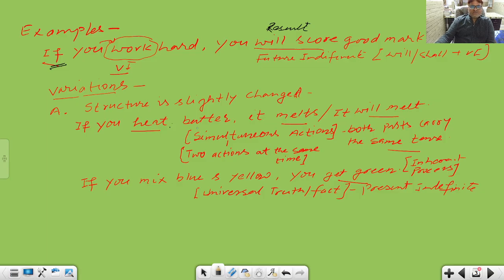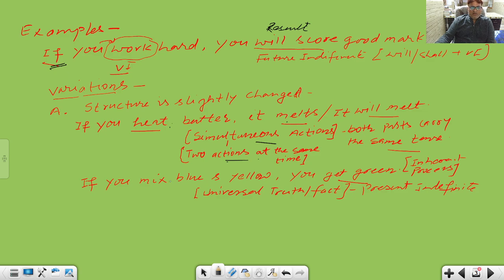Why do we use the same tense in both the parts? Because of simultaneous action. Simultaneous action means two actions at the same time. When two actions happen at the same time, there is no time gap between them. Then we are expected to use the same tense in both the parts.